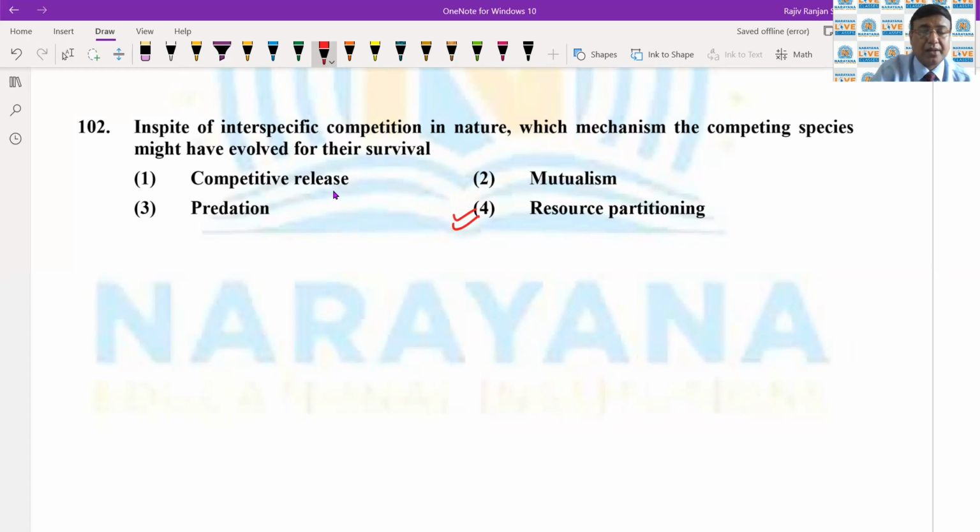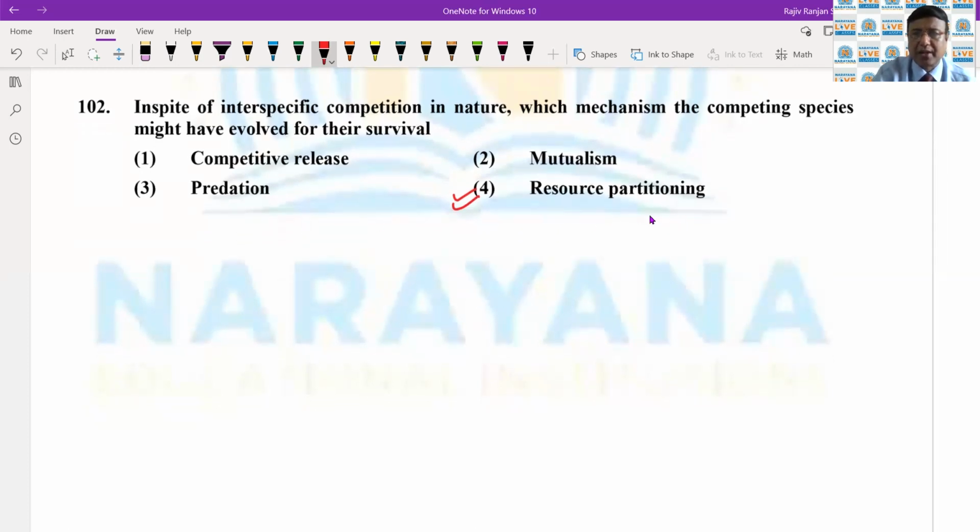Similarly, as we have seen, when goats arrived in the Galapagos Island, the tortoises had to leave that habitat because goats were more vigorous grazers. Mutualism is basically a mutually beneficial relationship between two species. Very good examples are mycorrhiza and lichen. In lichen, we see an alga and a fungus come together and form the lichen body to benefit each other. Predation is the eating of one species by some other species. So the correct option is resource partitioning, by which, despite belonging to the same niche, the two species survive in the same niche.